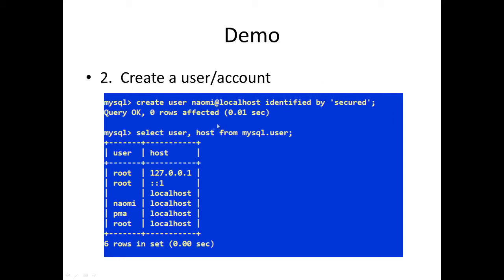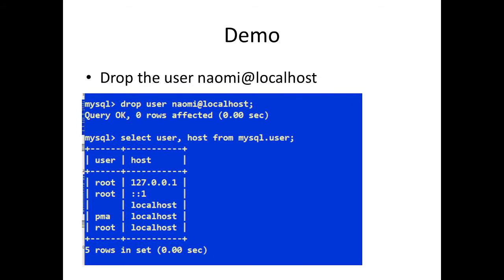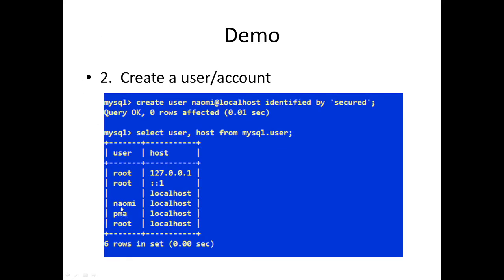And then let's try to display some information about the user. To do this, we just select user, host from mysql.user. So we have here the names of the users and the host names. Then let's drop the user. To drop the user, we just type drop user Naomi at localhost. Again, from the previous output, you can see here the name of the user we have created.